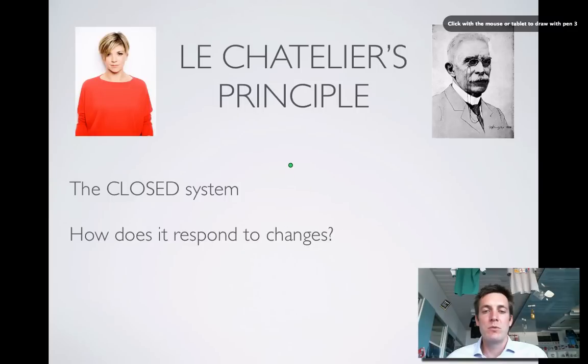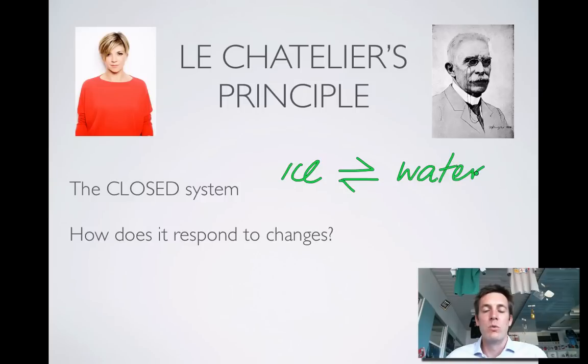So if you remember, we were just looking at a reversible or an equilibrium system that had ice as the reactant and water as the product. If we establish a closed system with ice and water, so maybe a sealed glass vessel with some ice in it and some water, if I heated it up, Le Chatelier's principle says that it would try and cool itself down because it's trying to minimize the change.